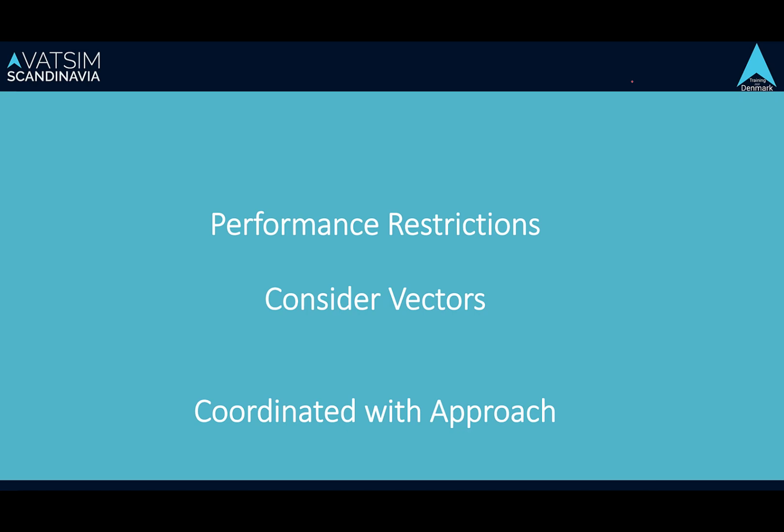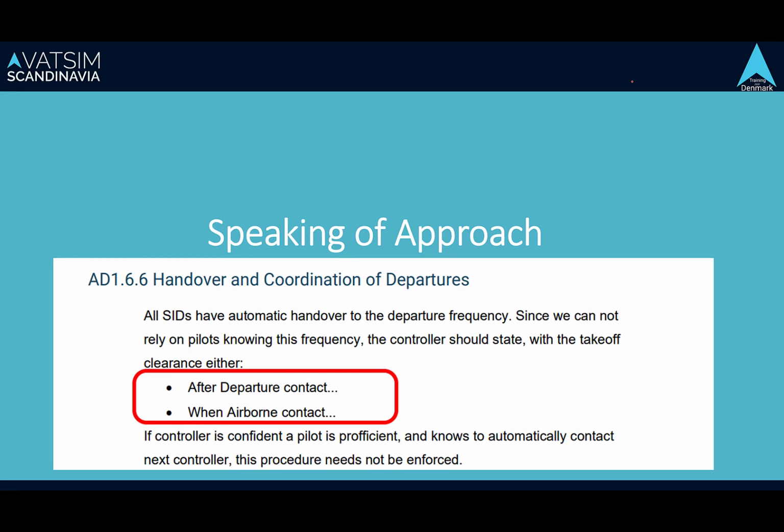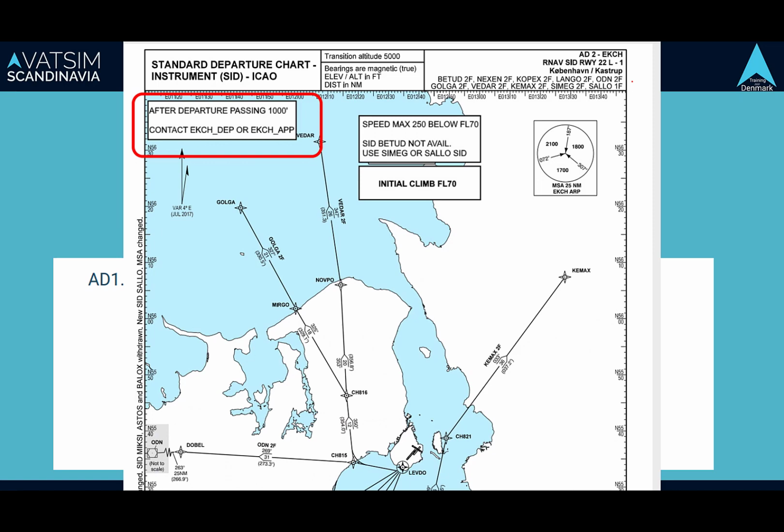Remember, you can always cancel an SID and give a vector, if needed and if it makes sense, and of course pre-coordinated with approach. Speaking of approach, you need to tell the airplane after departure to contact whatever frequency it needs to contact, because even though it's actually written on the SIDs and it's pretty easy to read, pilots still really don't know.